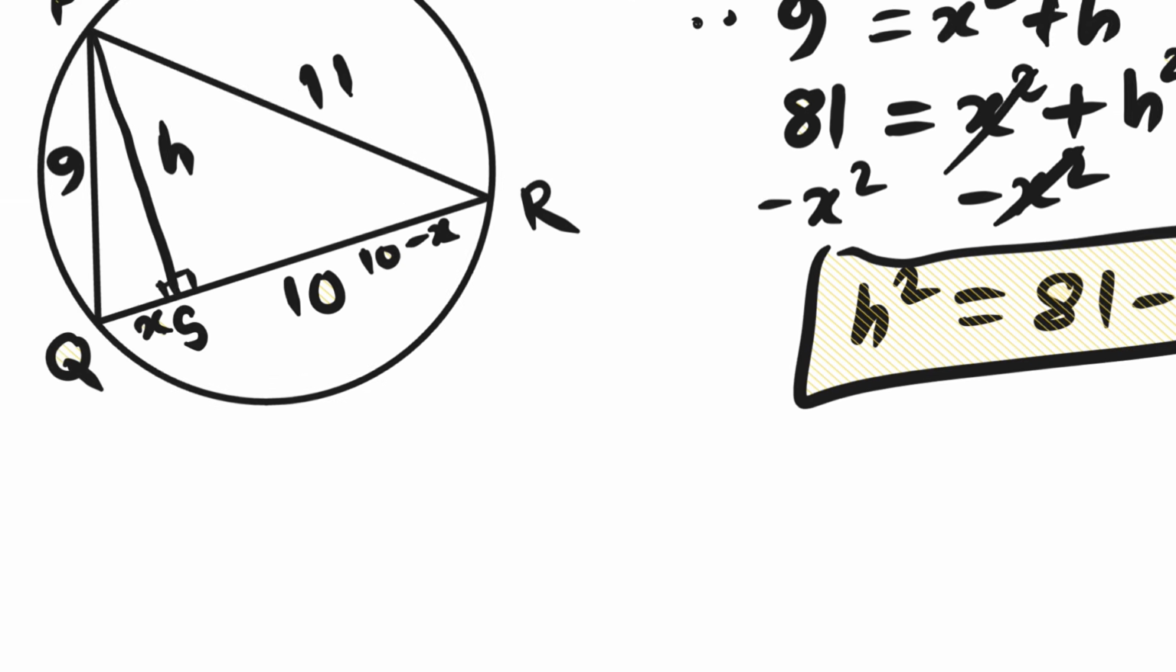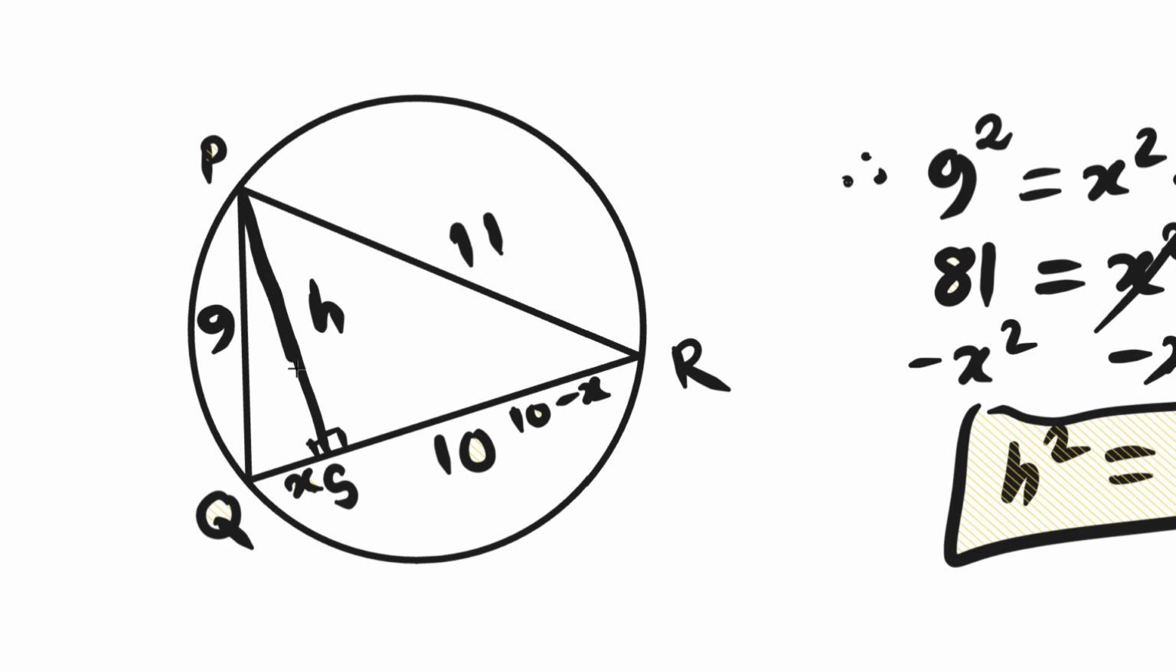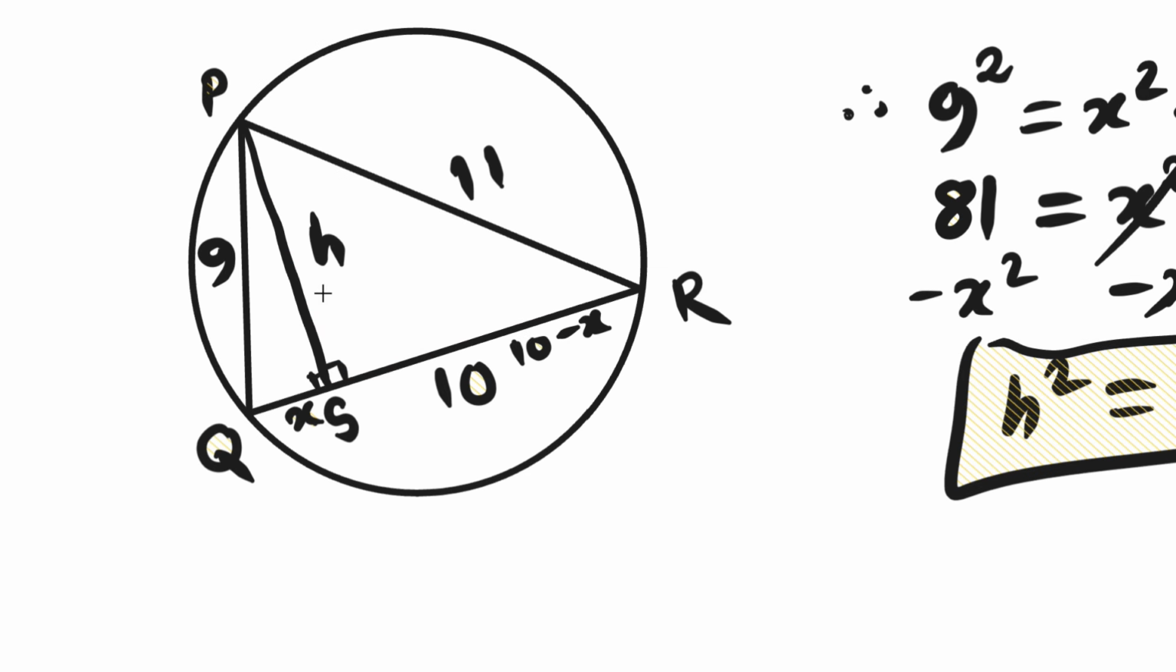Now we move to the second right triangle, triangle PRS. Again, because PS is perpendicular to QR, this is a right triangle. The hypotenuse is PR, which is 11 units. The base is SR, and we already know that SR equals 10 minus x. The other leg is our altitude h.